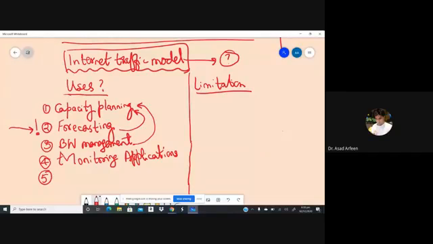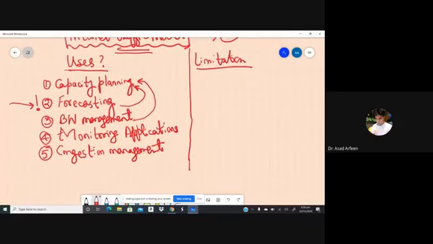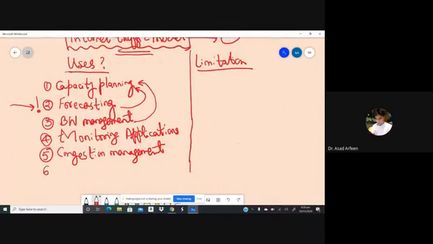If you allow me to rephrase your word, I can call it congestion management. Will you agree with me? Yes, sir. Okay, so it's just a matter of rephrasing. We will not use any word related to topological aspects. We are just concerned with the traffic, a more universal thing. Any other comment on uses of internet traffic modeling?